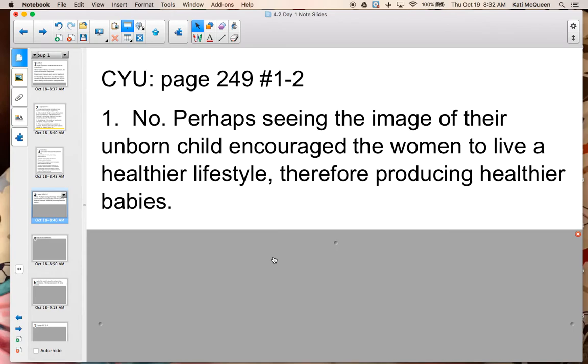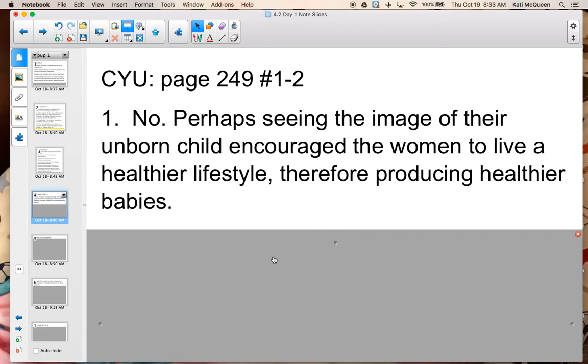So some women who received the ultrasound, perhaps if they saw the image of their unborn child, it might encourage them to live a healthier lifestyle. They might feel a connection with that unborn baby, seeing them on the screen. And it could maybe cause them to be a little healthier and therefore have healthier babies. So this is all hypothetical, could this happen? And here, no, they didn't take the placebo effect into account.